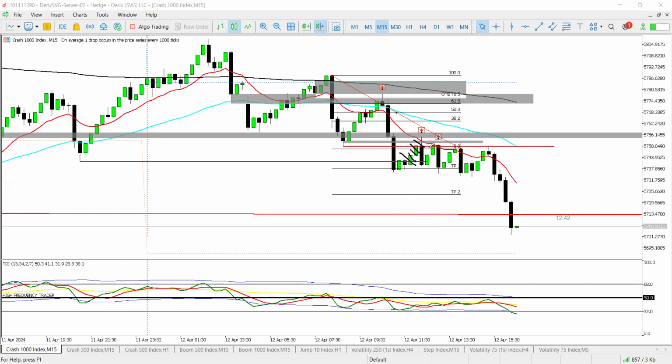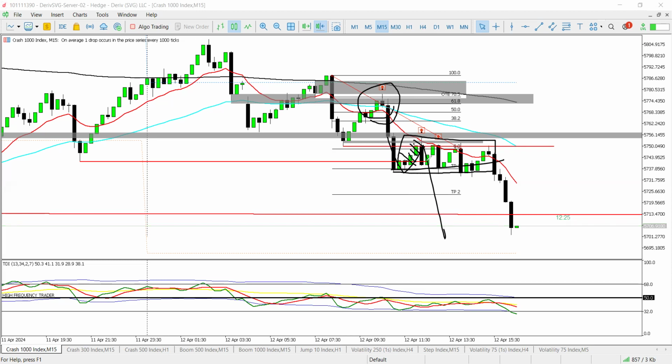What I only didn't like about this setup is it took a long time to play out. Even myself, I was beginning to doubt it. But sometimes they would just bounce and drop as they did here. But in this example, they went sideways for such a long time.